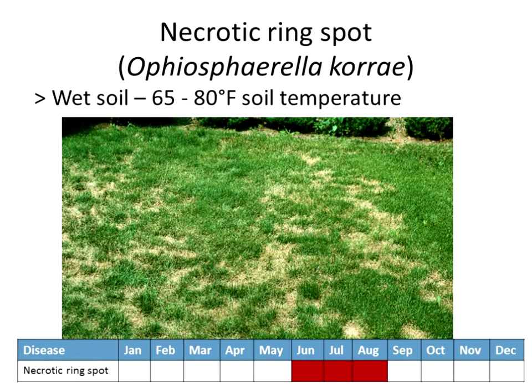So this is something that's very common in North Dakota. I think Tom, Esther, and I, and everyone pretty much get questions about this every year. It's called necrotic ring spot, and basically what you get are rings where you have dead grass on the outside and green, healthy growing grass in the middle. So typically this shows up in June and July, in wetter soil, so if it's really dry, it's not going to be a problem, and at 65 to 80 degrees Fahrenheit in terms of temperature.